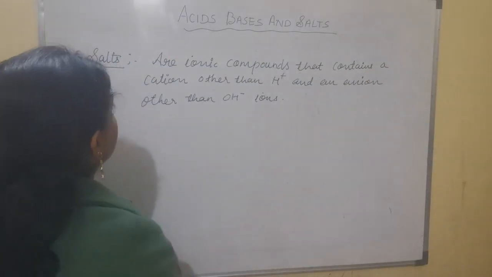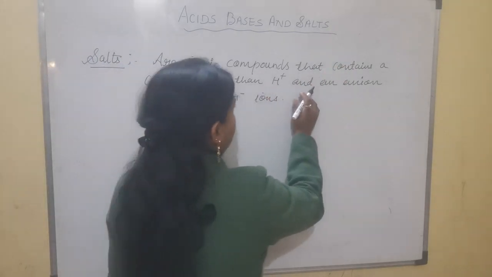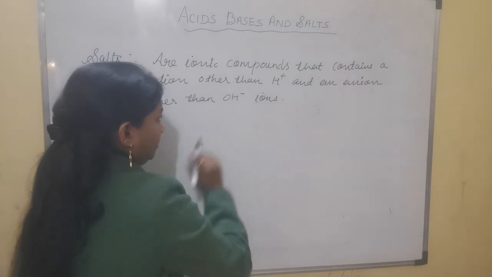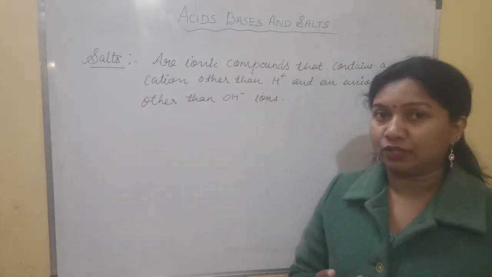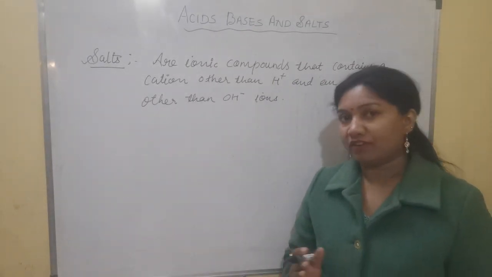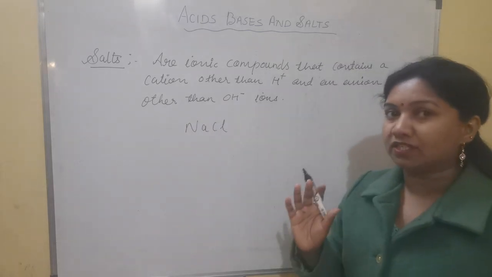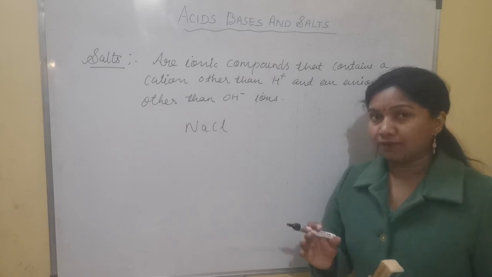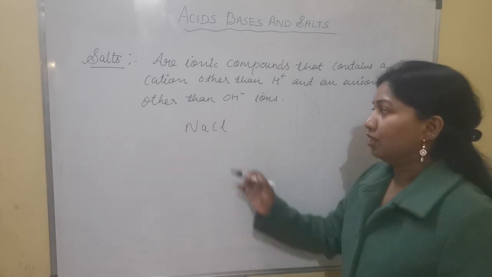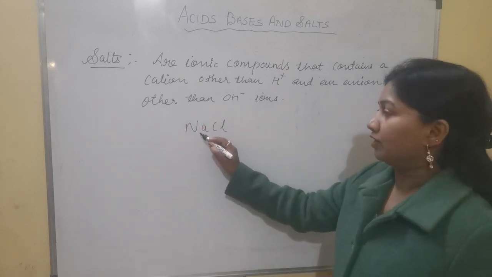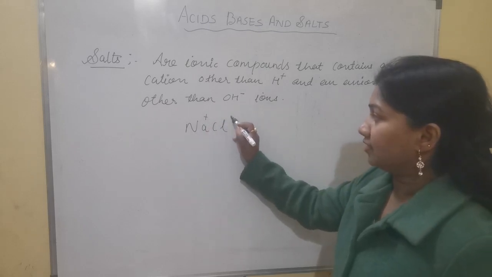So the definition says salts are ionic compounds that contain a cation other than H plus and an anion other than OH minus. So the definition says that it is an ionic compound. Ionic compound means definitely it could be having ions. Ions are positive and negative charge species. Say for example, we'll take NaCl, the most common salt. Whenever this term salt comes, we immediately think of common salt, that is sodium chloride, or we can say the table salt. You can see that this sodium chloride is formed with the combination of one sodium ion and one chloride ion, and this is positive species and this is negative species.